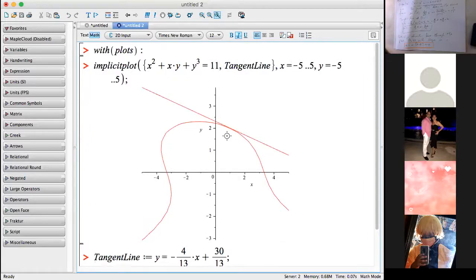Fantastic. So everybody, I hope you can appreciate this. It's quite beautiful, and it shows how powerful Maple can be with just a few commands. This is what this curve looks like. On the curve, here's the point 1, 2, and this line is tangent to the curve at the point.